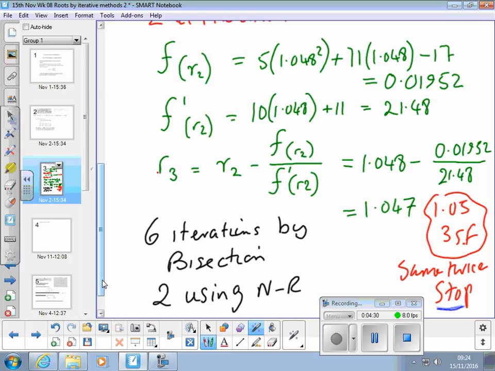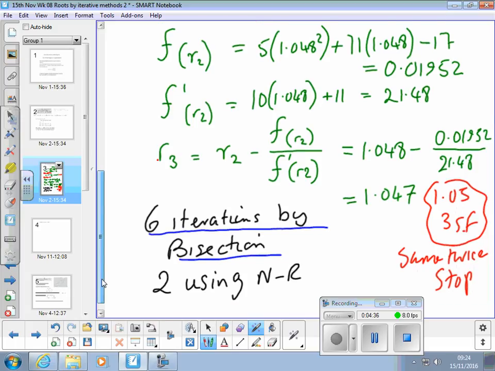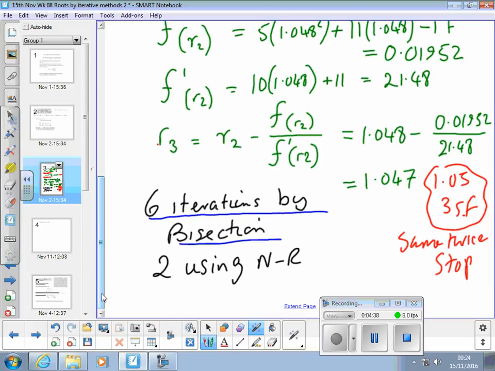As you reliably informed me, that took 6 iterations by the bisection method last week. This time, I've done it in 2 with the Newton-Raphson formula method.